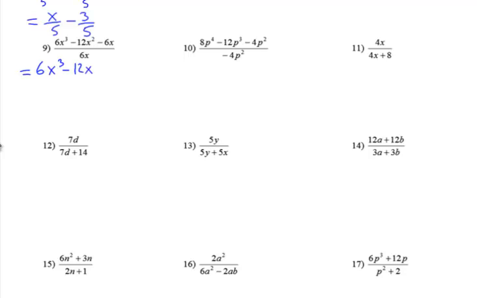6x cubed minus 12x squared minus 6x, all of those are going to have that same denominator of 6x. So now it becomes simplifying 3 separate monomials. So the 6's go into each other. X to the cubed divided by x becomes x squared. 6 goes into 12 2 times. X and x squared just becomes x. Anything over itself is 1. So this simplifies to become x squared minus 2x minus 1.